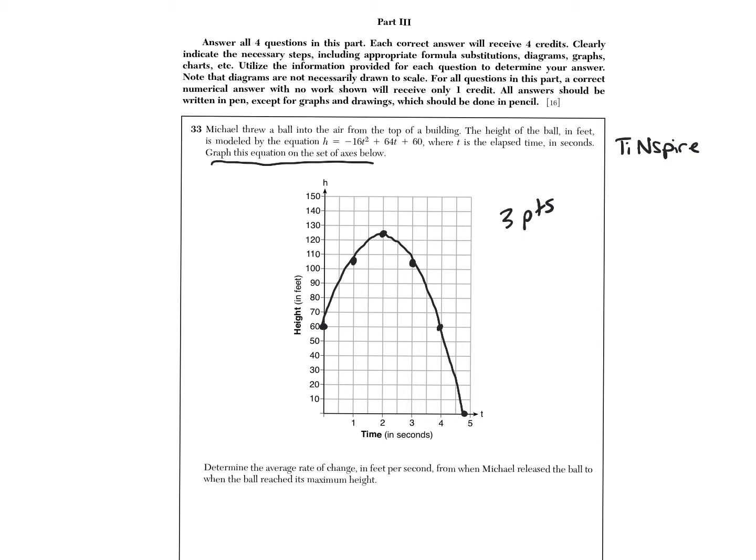It now says determine the average rate of change in feet per second from the time that he released the ball to when it reaches its maximum height. So maximum height is right here. So that's the point 2, 124 is our maximum. And then our original is 0, 60 when he releases the ball. So you can tell that the time that has elapsed has been 2 seconds.